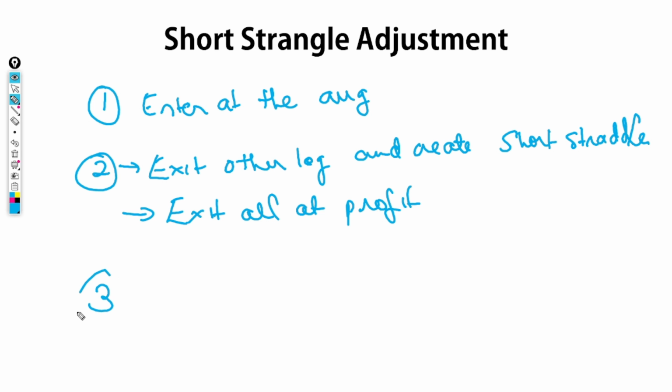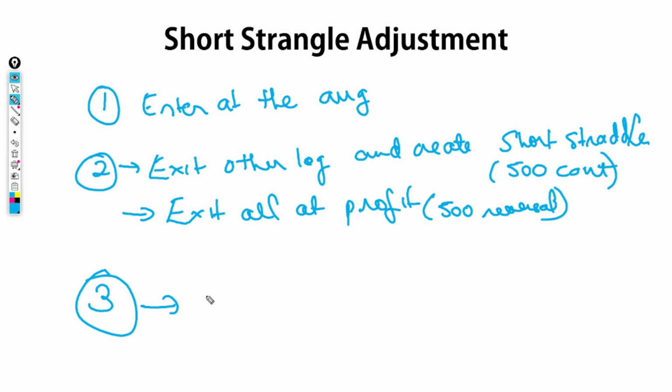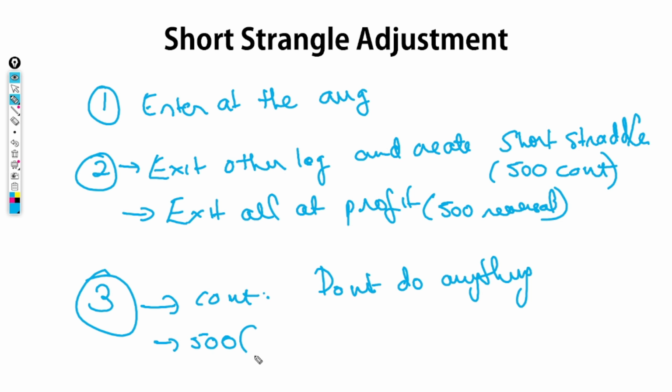And finally, third one: after doing one more short straddle, in case the market ends up coming 500 points down, this is for 500 points continuity, and this one is 500 point reversal. So in case of continuity, don't do anything. In case of a 500 point reversal, exit all. So I hope this is very clear.